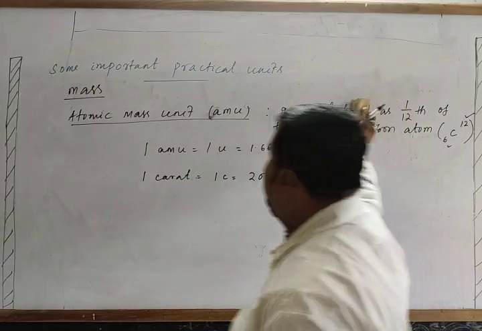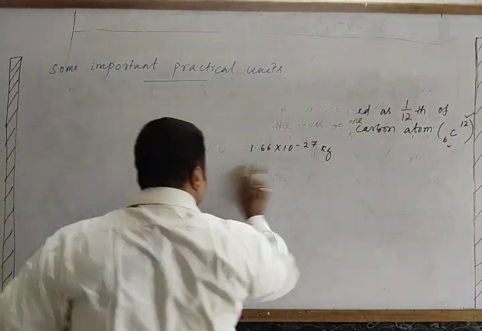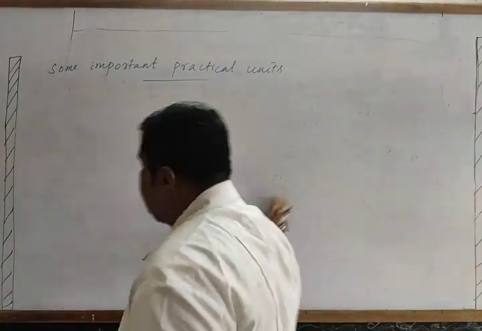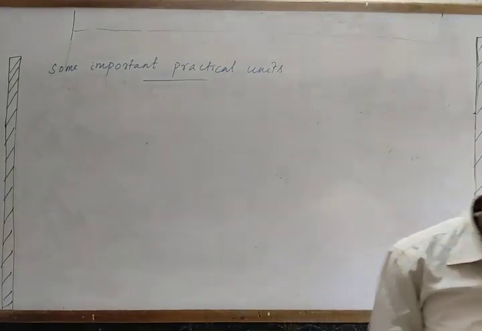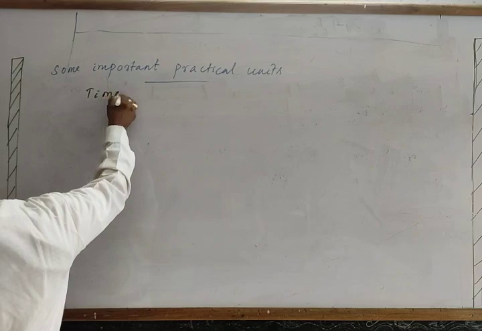Then now we go further. This is for small masses measurement. We are using the practical units. Then others like your practical units we are using for time. Some practical units for measurement of time are like for measuring the time.